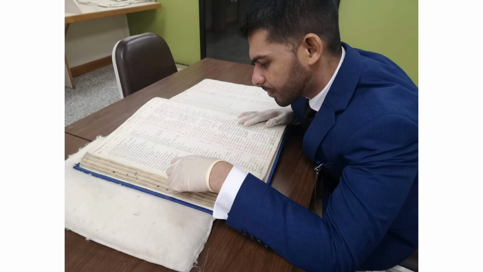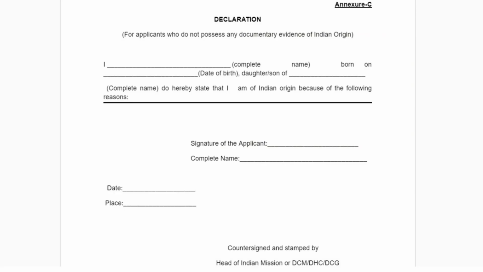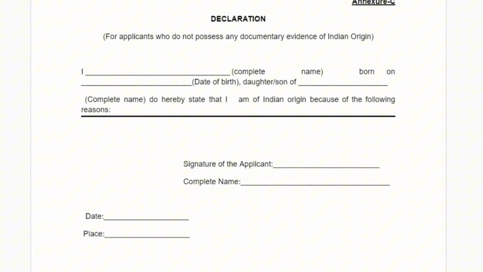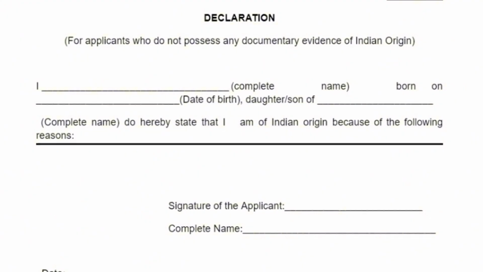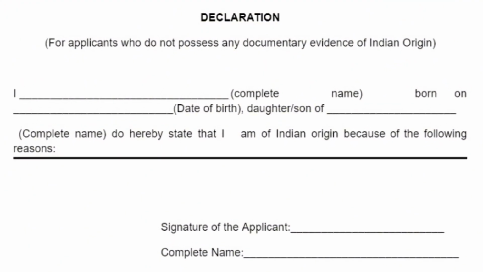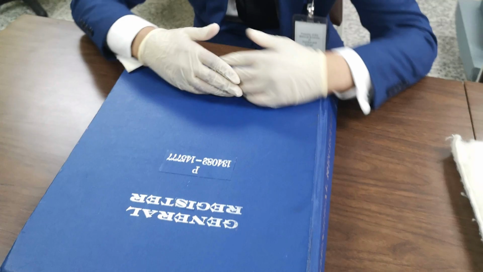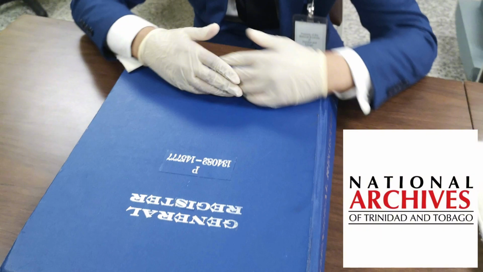So if you don't have any proof, you would be required to fill out the declaration form, which is in the application form. It basically allows you to state how you are of Indian origin without having any proof of it. It would be much more substantial if you actually get the proof. So I would suggest visiting the National Archives of Trinidad and Tobago to get that information.